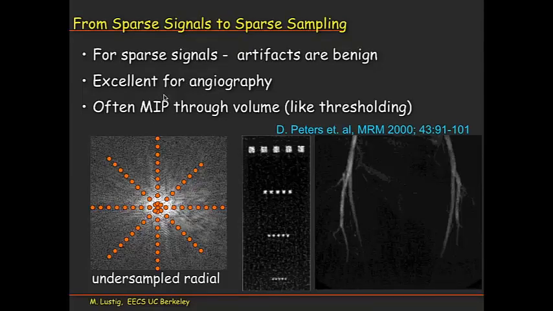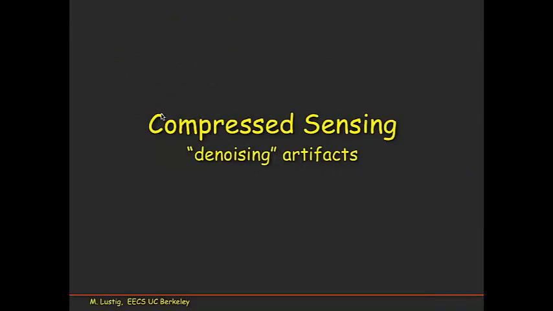Now, when you look at angios, you often do a maximum intensity projection through the volume. And if you think of what a maximum intensity projection is, it's really some form of a thresholding, which brings us maybe back into the first thing that I described about sparsity, thresholding, and removing noise. So here's a train of thought. I showed you that most signals could have a sparse representation, and once you have a sparse representation, it's easy to separate between signal and noise.